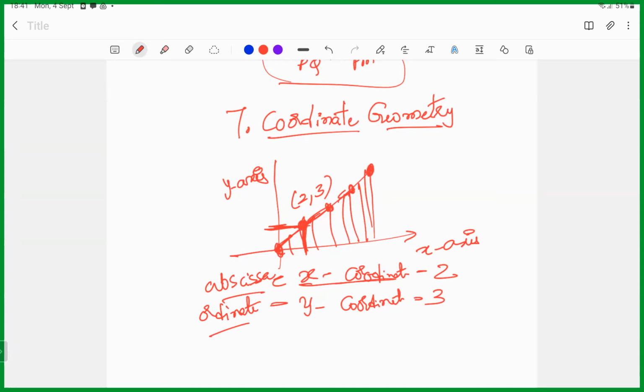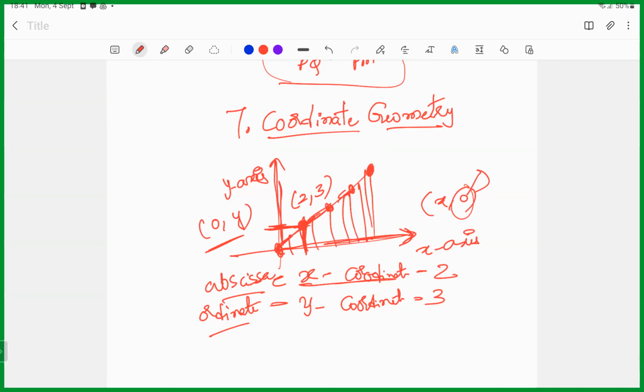Very simple things, yeah. So all the points on the x-axis can be represented as (x, 0), because always the y coordinate is 0, right? And all the points on the y-axis can be represented as (0, y), because always the x component will be 0.